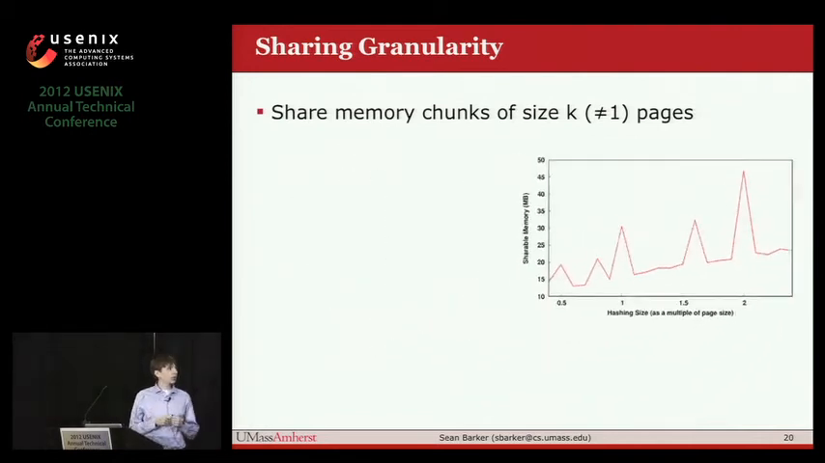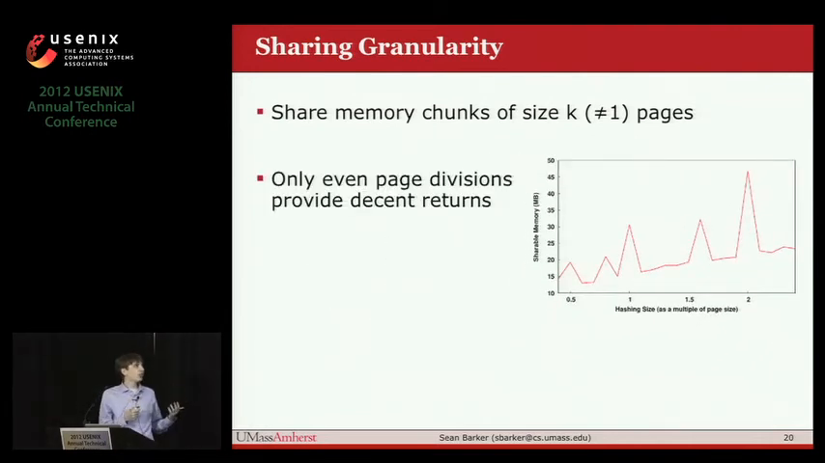One thing we're seeing is that we only achieve decent returns when we divide pages evenly. That would be 0.5, 1, or 2 in this graph, which makes sense because OSs allocate memory at the granularity of a single page. So obviously we'd like to evenly divide that.